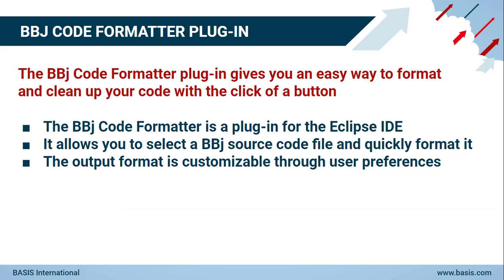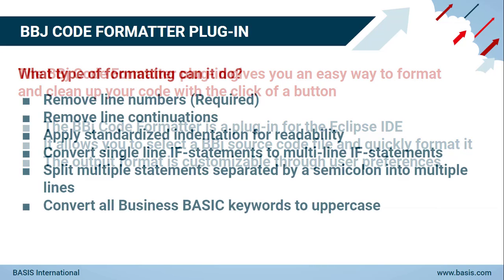What is the BBJ code formatter? Basically, the BBJ code formatter plugin gives you an easy way to format and clean up your BBJ code with the simple press of a button. It's tied in directly with Eclipse and becomes easily accessible when you download and install the BBJ utilities. It allows you to select the BBJ source file that's open in the editor and quickly format it to a specified standard. The output that's generated can be customized and fine-tuned through the user preferences.